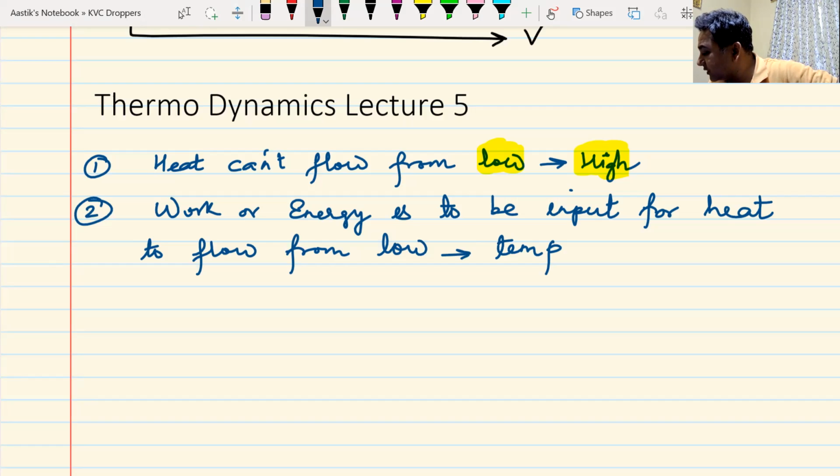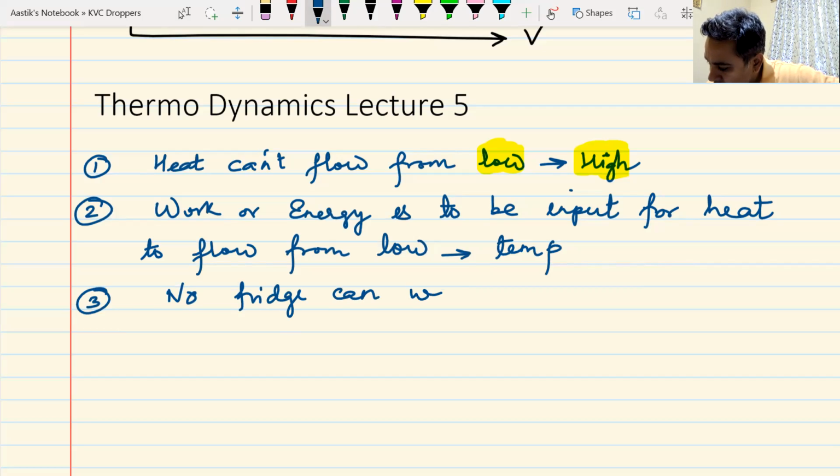Heat cannot flow from low temperature to high temperature. If I want heat to flow from low temperature to high temperature, some work needs to be input. Now, similar to what we have for a heat engine, we have efficiency in a refrigerator. Okay, I can write this like this also: no fridge can work without power.